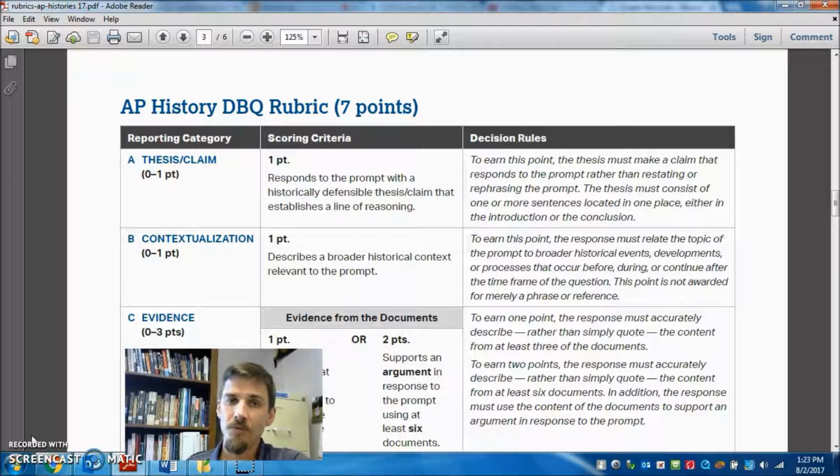Remember, don't just simply repeat the prompt. You need to talk about some of the general ideas that you're going to be addressing within your essay, and hopefully your teacher is going to be going over thesis writing and things like that with you.